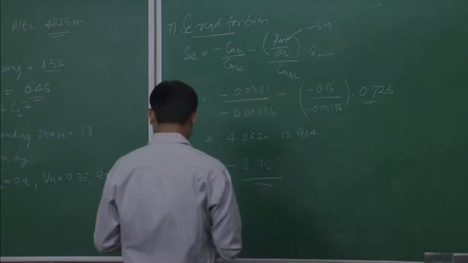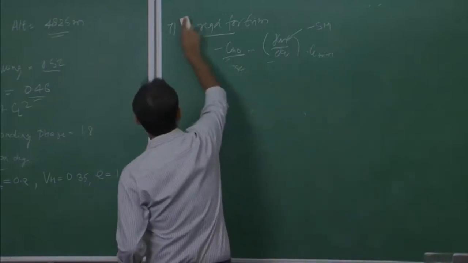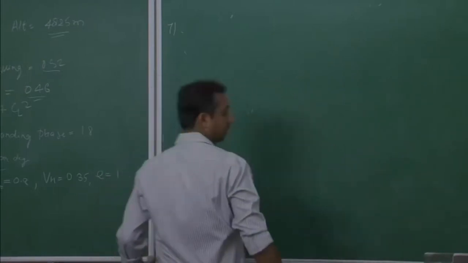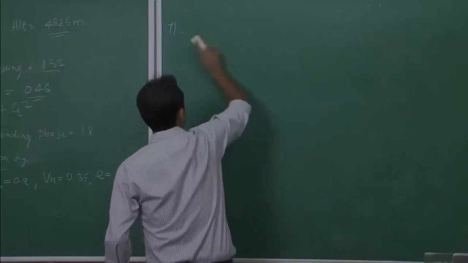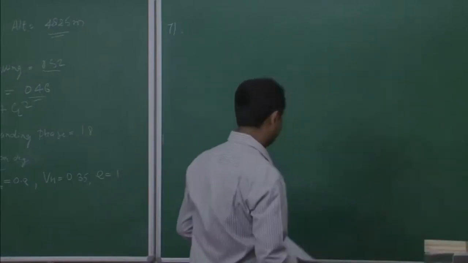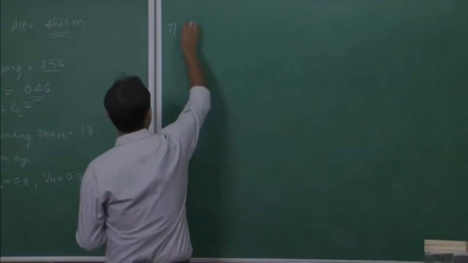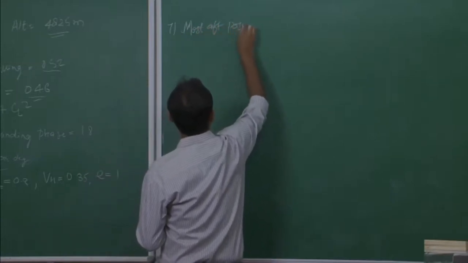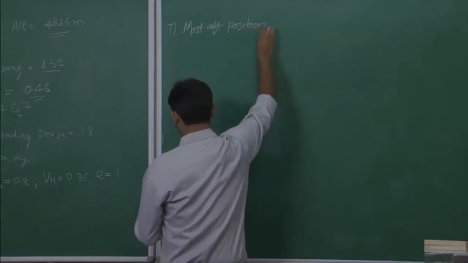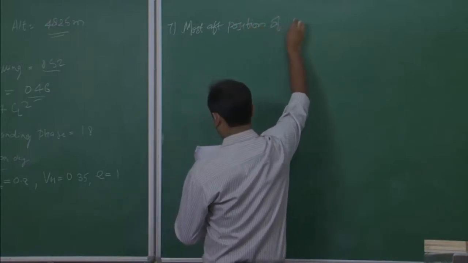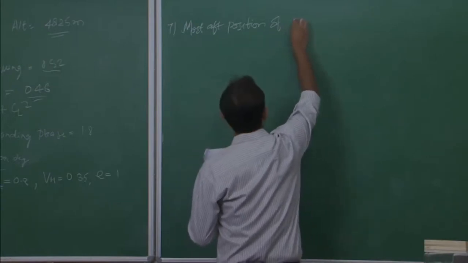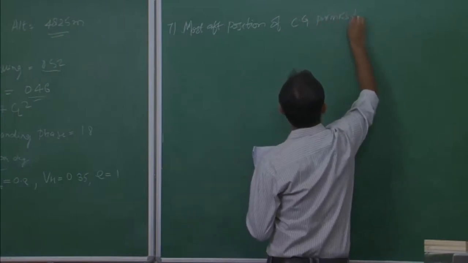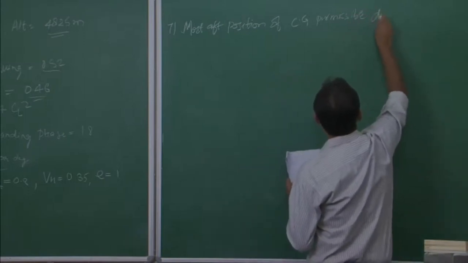in order to get your CL trim equal to 0.726. Your eighth part is to calculate the aft position of CG, or in our case, since we assume that CG equals AC, the aft position of AC permissible during landing. So, most aft position of CG permissible during landing.